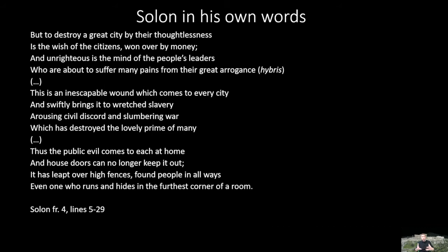In the Greek here, the word is hubris, so we can set up an excellent way in which Solon is seeing himself as the act of nemesis coming back, the vengeance of the gods on the pride and arrogance of the people. Solon is almost the kind of will and weapon of the gods in this way.